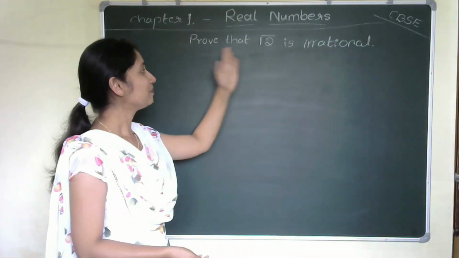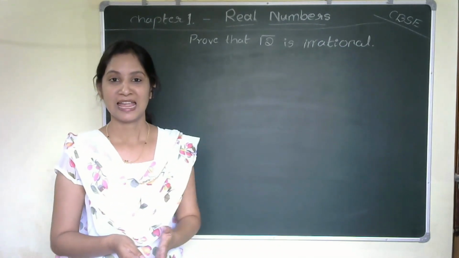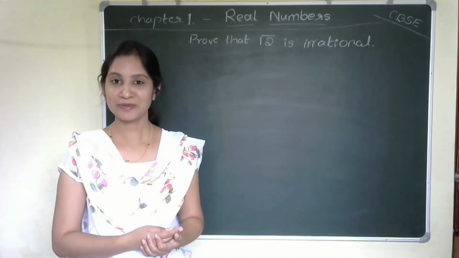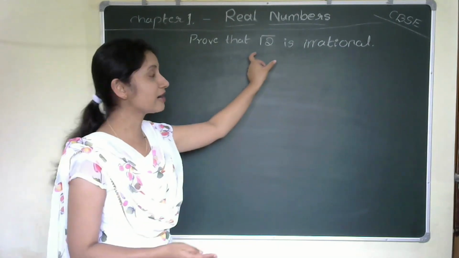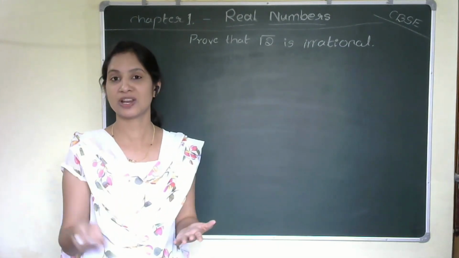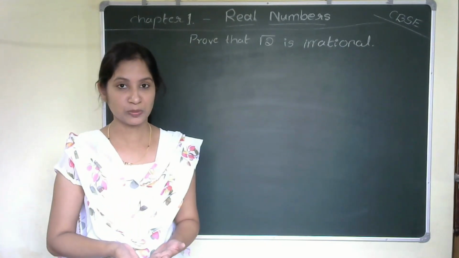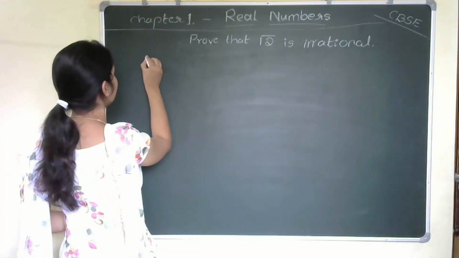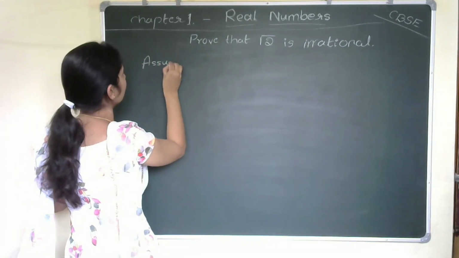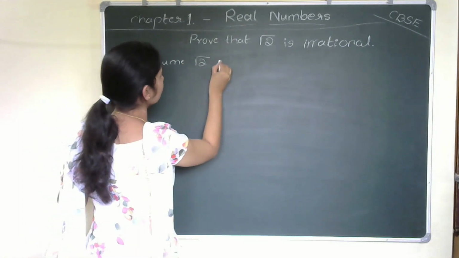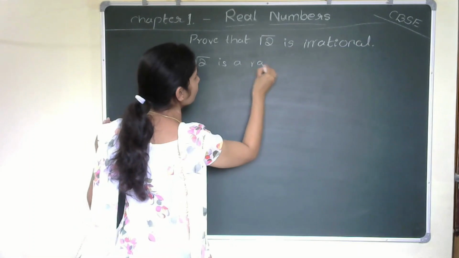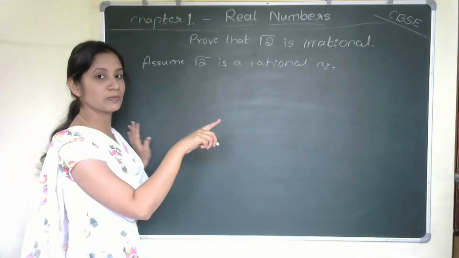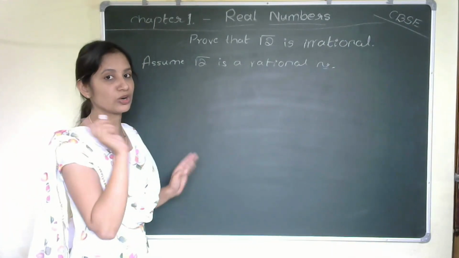Here is an example. Prove that root 2 is irrational. In order to prove this, we need to assume the contradictory. That means we should assume it is a rational number, because we know how to express a rational number. So let us assume that root 2 is rational. Assume root 2 is a rational number. So how will you express root 2 then? Root 2 must be in the form of p by q, where q is not equal to 0.